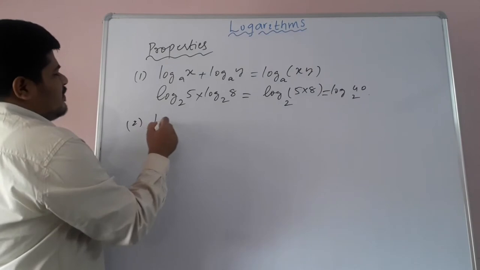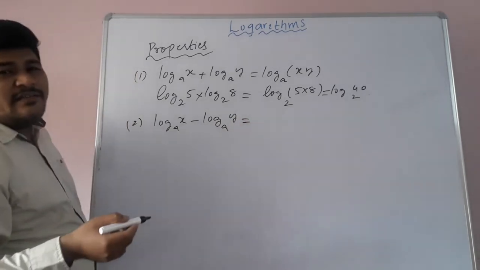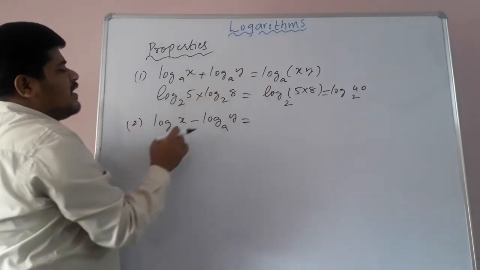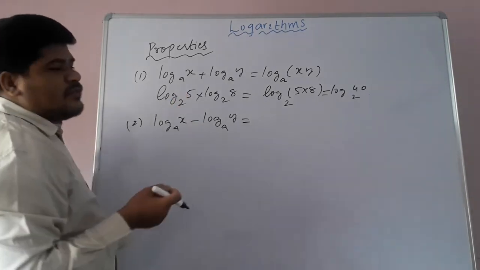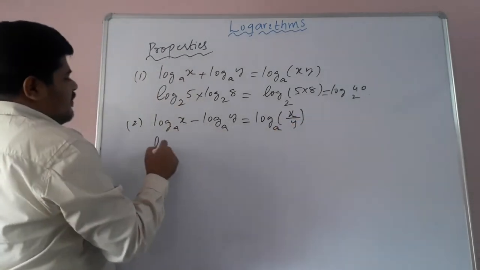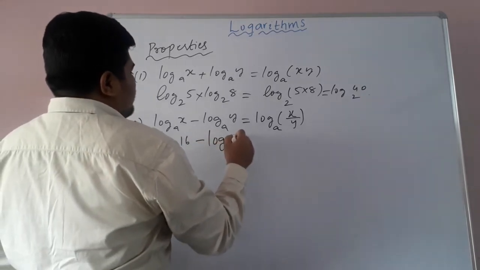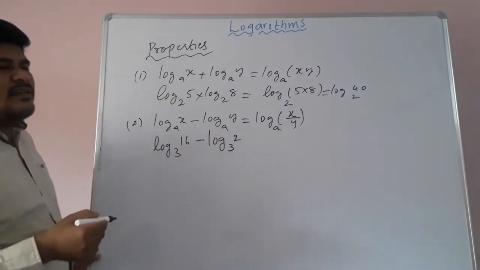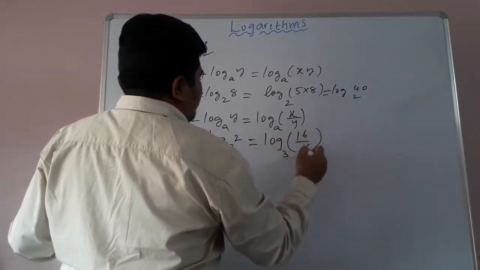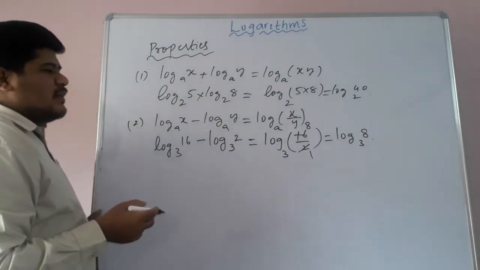The second property is log x base a minus log y base a. Children, between the logs, if there is a plus symbol, we multiply x and y. If there is a minus symbol between logs, we take the quotient. So that is equal to log x by y base a. See one example: log 16 base 3 minus log 2 base 3. We can write it as log of 16 by 2 base 3. 16 by 2 is 8. So that is equal to log 8 base 3, children. This is the second property.